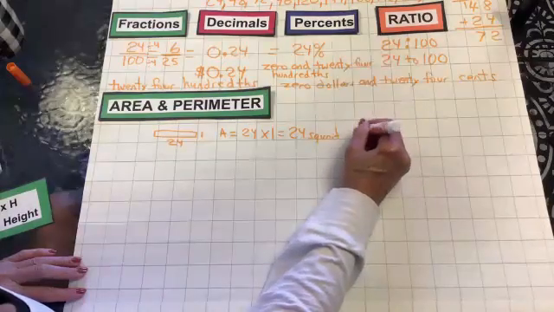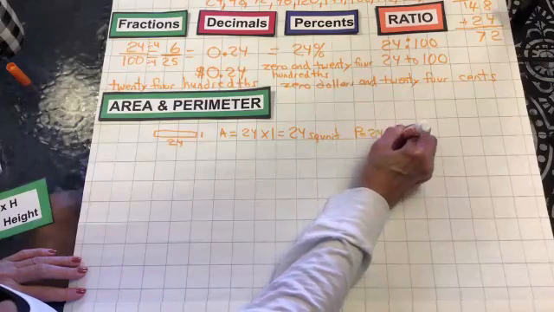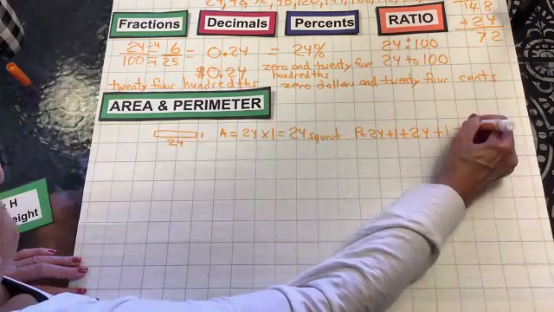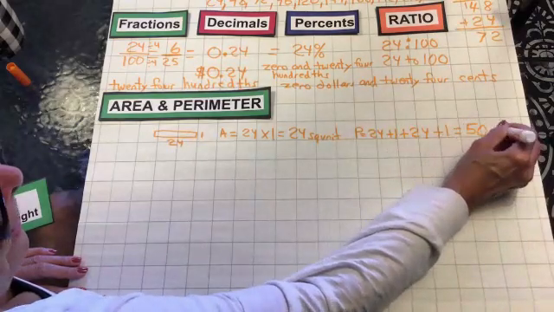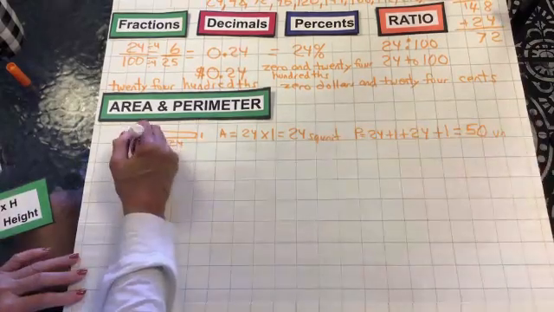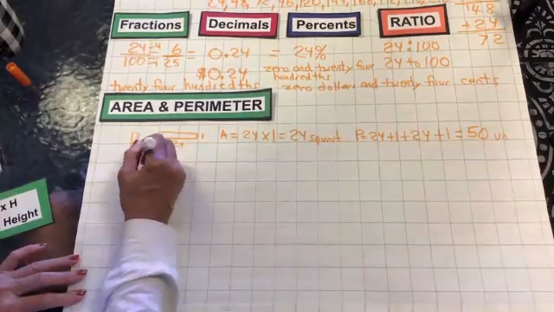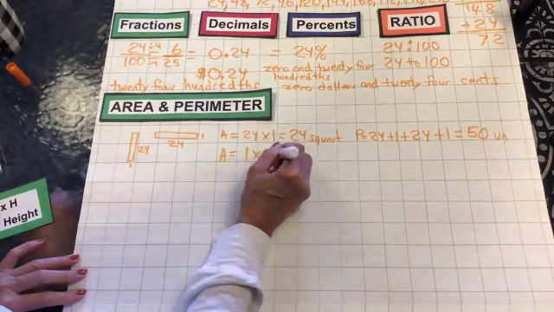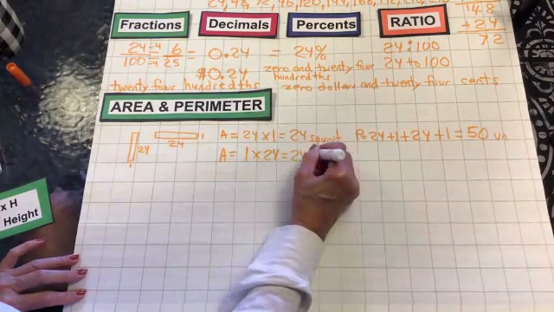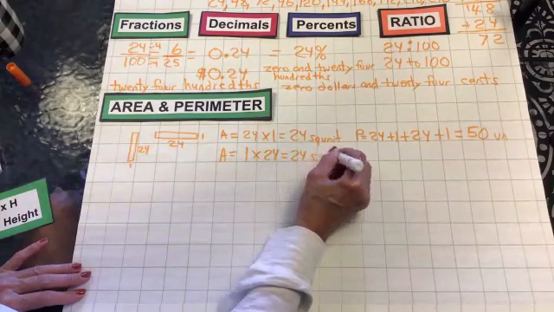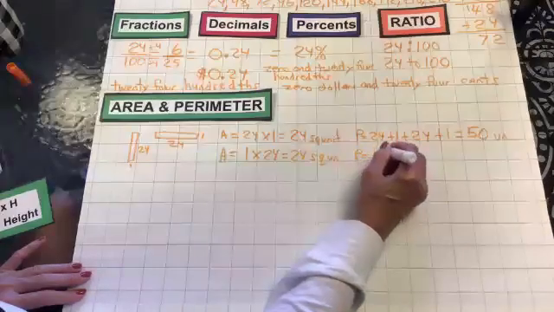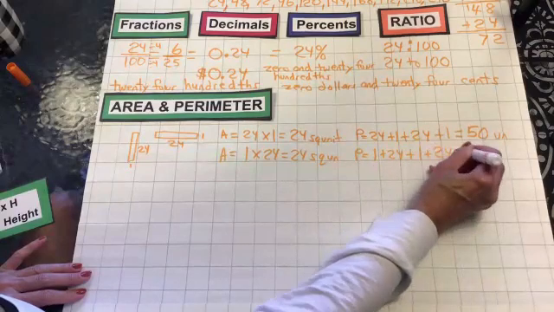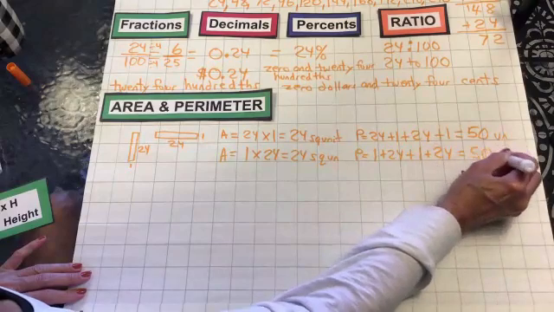And this would be in perimeter a 24 plus 1 plus 24 plus 1, which equals 50 units. Okay, the next one would be a tall, skinny one, which would be a 1 by 24. So we write that out. 1 times 24, which equals 24 square units. And our perimeter would equal 1 plus 24 plus 1 plus 24, which equals 50 units.